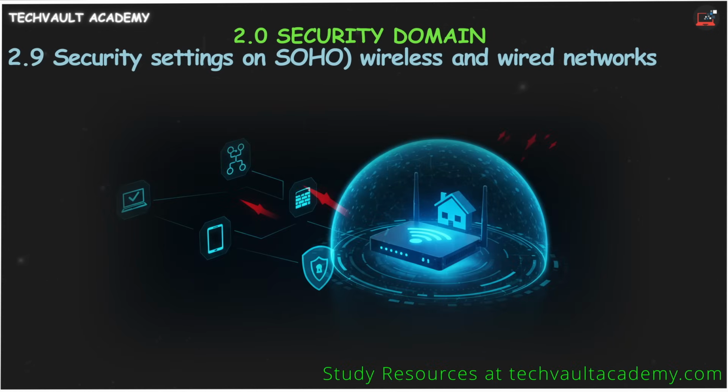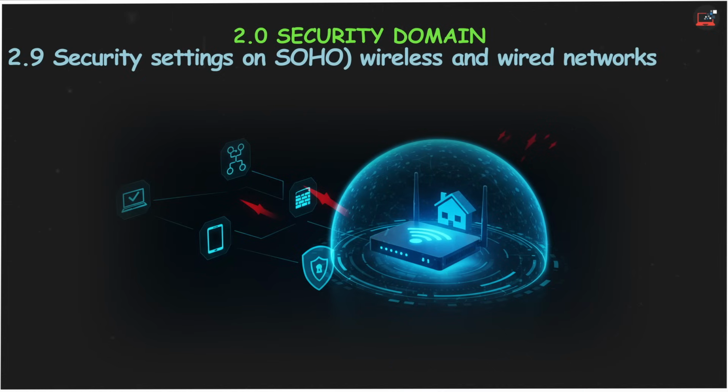We will move to secure those home and small office networks. This objective is about configuring routers and network settings to protect against unauthorized access and attacks. Small office, home office, SOHO, networks often use a single router that combines multiple functions: switch, router, firewall, and wireless access point. Securing this device and configuring network settings correctly is crucial for protecting your data and privacy.